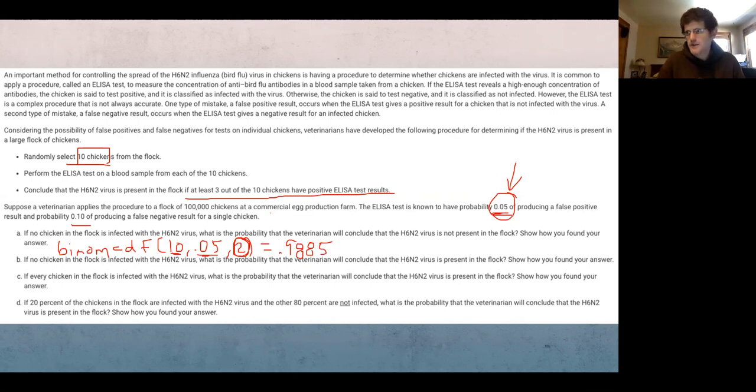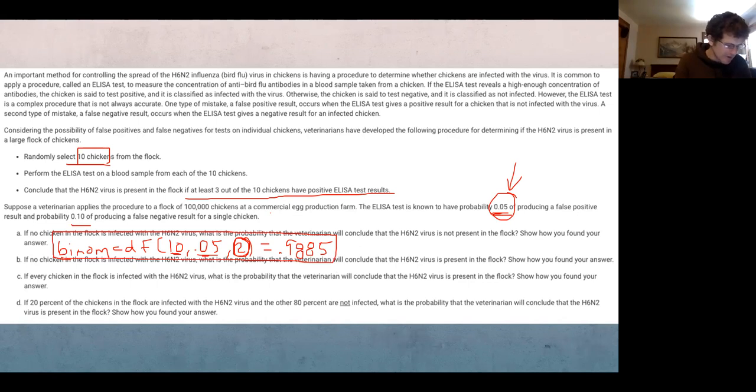I do want to point something out before we move on. This is the calculation we need to do, but this does not suffice as an answer. So of course you're going to need a sentence that says there is a 98.85% probability that the veterinarian will correctly conclude that there is no H6N2 virus present in the flock. But beyond that, we need to clarify some things. You can't just throw this on your page and show that that's good for your work, because you will lose points. So it's important to show what these numbers mean.